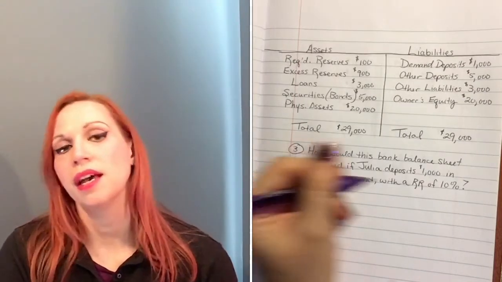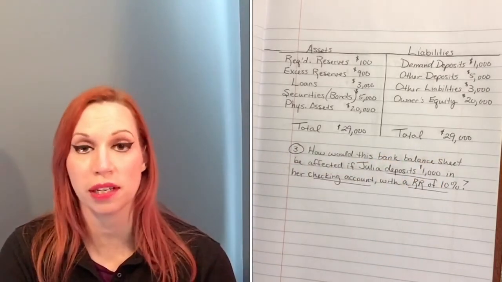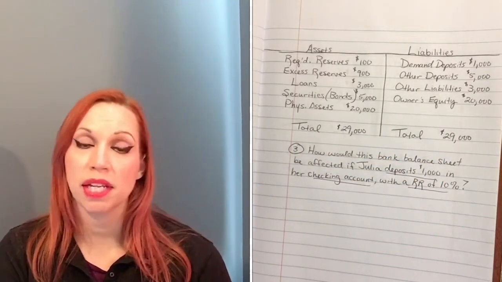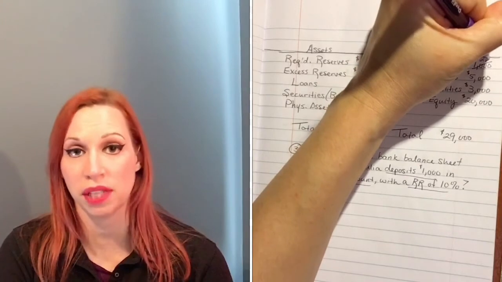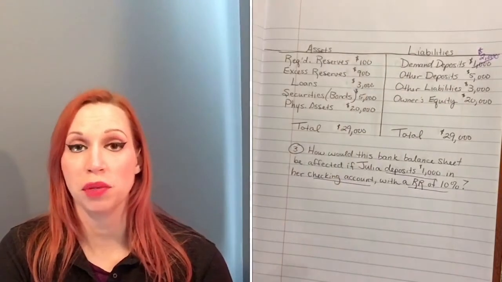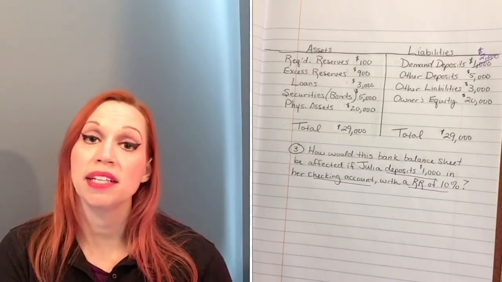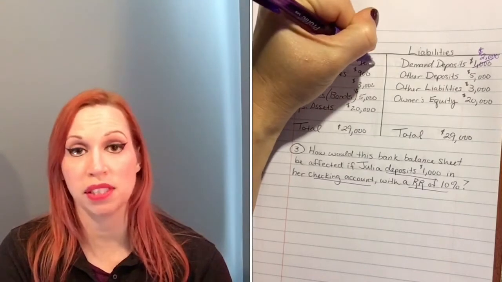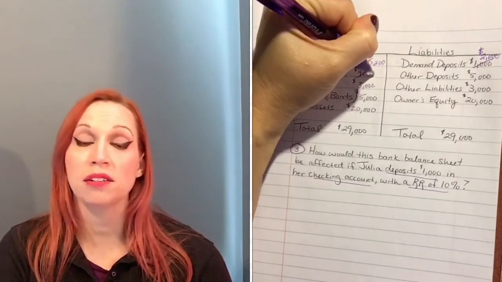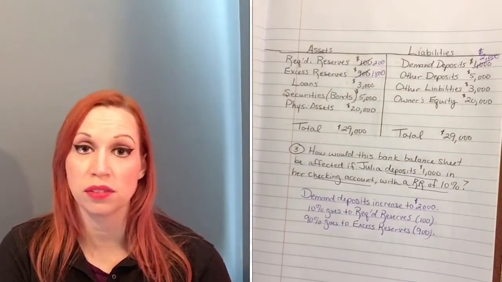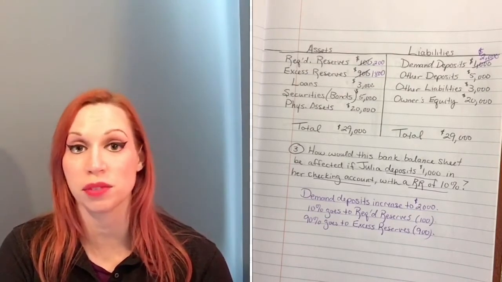The third question asks, how would this bank balance sheet change or be affected if Julia deposits $1,000 into her checking account with a reserve requirement of 10%? Now, if she puts $1,000 into a checking account, that's going to increase demand deposits from $1,000 to $2,000. Of that $1,000 that she put in, the bank has to keep 10% or 100, and the bank can lend out 90% or 900. That's going to increase required reserves up to 200. And the other 900 they can put in the bucket of excess reserves, so that's going to make that bucket increase by 900. So now there's going to be 1,800 in excess reserves that they can loan out.